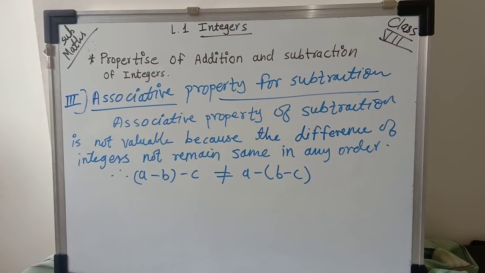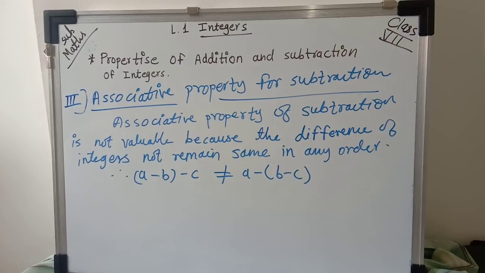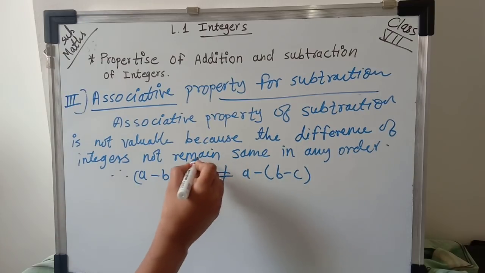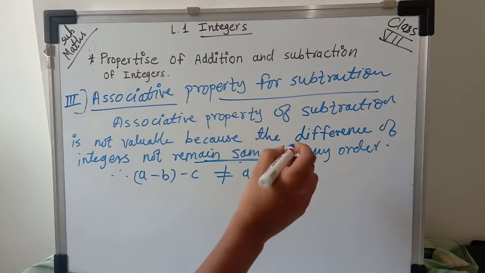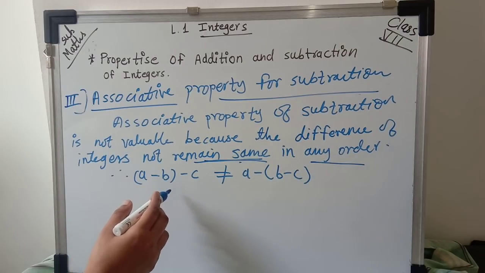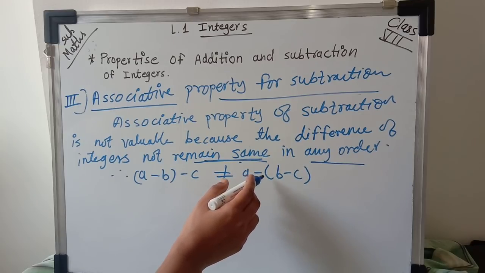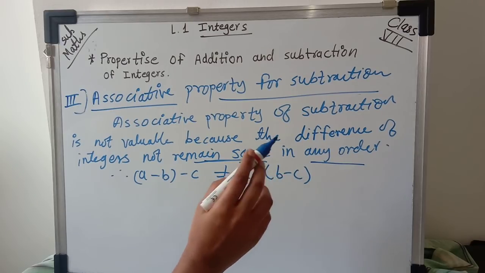Now students, here we are going to see the associative property for subtraction, but this property does not hold for subtraction, because the value of a subtraction will not be the same if we change the order. That's why (a minus b) minus c is not equal to a minus (b minus c).